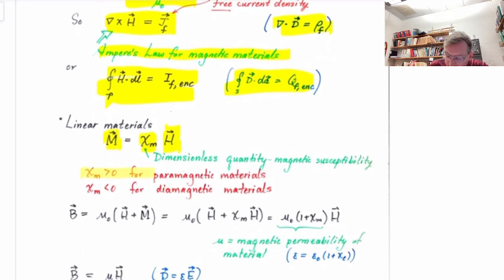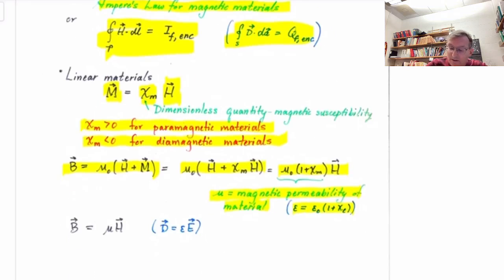And chi sub m is positive if the material is paramagnetic, so that M and H are in the same direction. And chi sub m is negative if the material is diamagnetic, so that M and H are in opposite directions. And so if you have a linear material, you can take the defining formula for H and just rearrange it for B. That gives you this. And then where you have the M, you can replace it with the magnetic susceptibility times H, and you get this. And then you can do a little factoring, and you get this, mu 0 times 1 plus chi sub m times H. And then we define mu to be the magnetic permeability of the material.